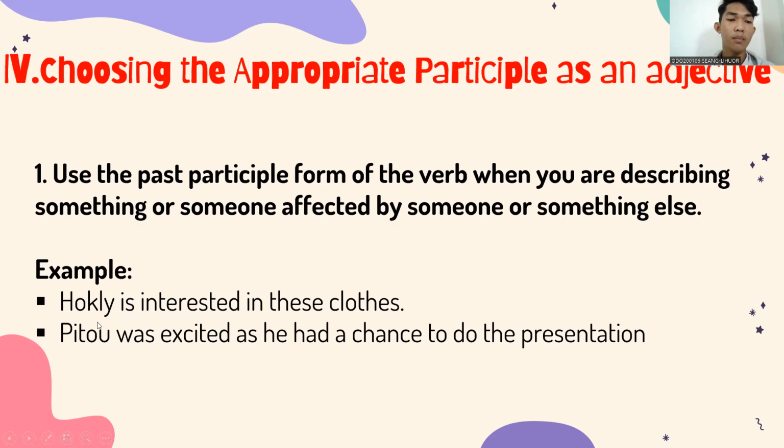The second example: Peter was excited as he had a chance to do the presentation. I use "excited" instead of "exciting" because Peter was affected by the chance that he had to do the presentation. You have to use "excited" because it's not the chance that is affected by Peter. So that would be wrong.